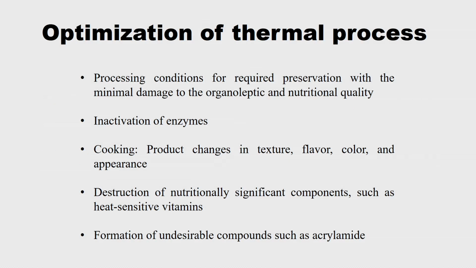optimize the thermal process. So the optimization of thermal processes talks about the processing conditions for which the preservation is achieved with minimal damage to the organoleptic as well as the nutritional quality. Normally thermal processing can be done for one of two reasons: for sterilization, or for some foods, for pasteurization. When you do that, the main aim is to inactivate the microorganisms. They may be spoilage organisms, which may be killed or controlled, and one more is the disease causing microorganisms, which are pathogens. To kill them also we do thermal processing, right.